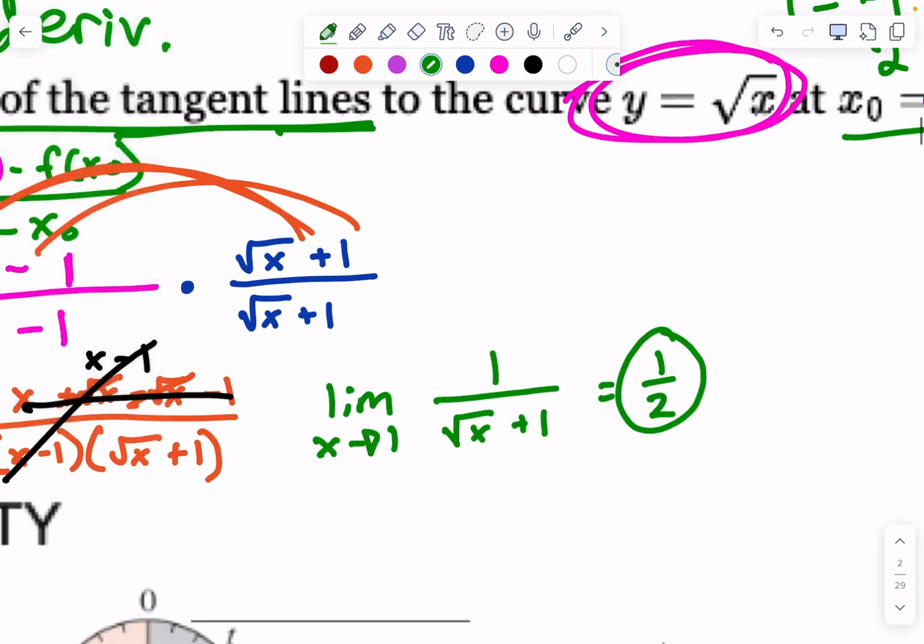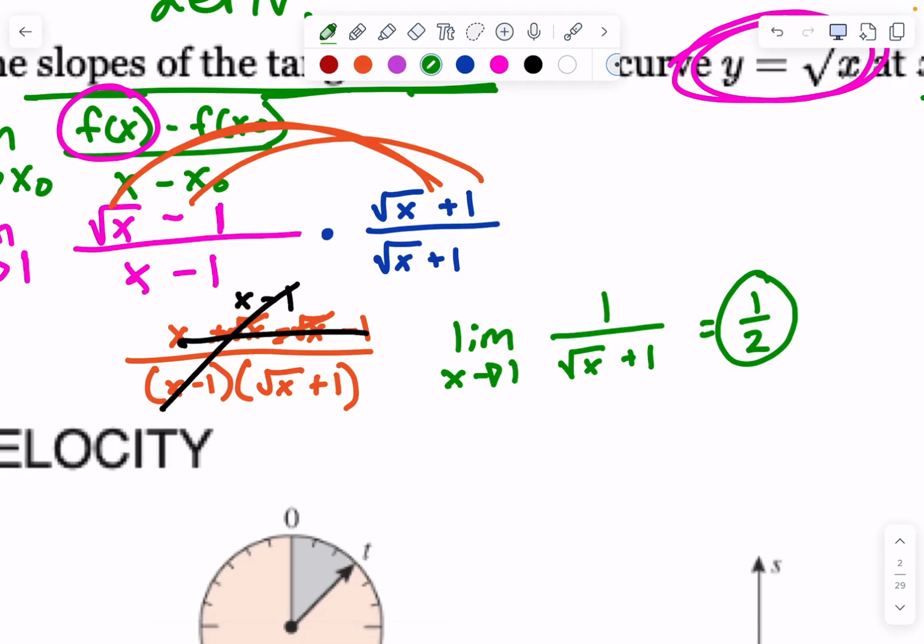How is it half if it's 1 over the square root of x plus 1? You plug 1 in right here. So the square root of 1 is 1, plus 1 is 2.